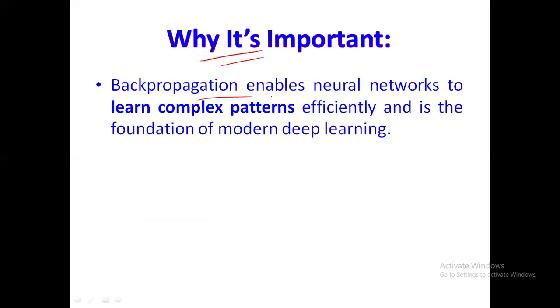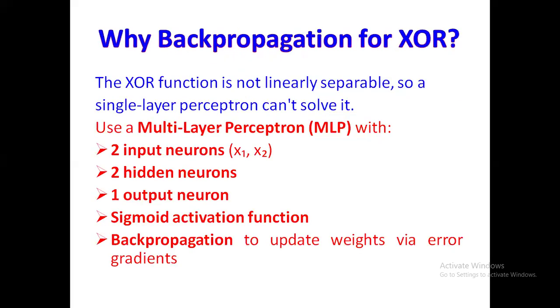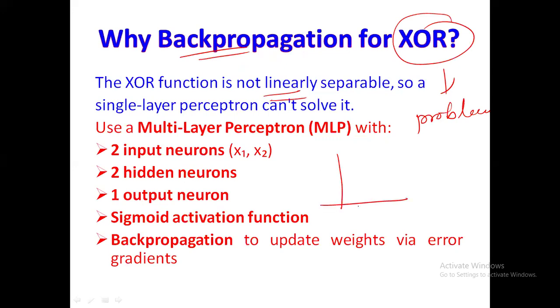So backpropagation enables neural networks to learn complex patterns efficiently and is the foundation of modern deep learning. And why backpropagation, especially for XOR problems? Often we call these XOR problems. The XOR function is not linearly separable. Why are we calling it non-linearly separable? For the inputs 0 0, 0 1, 1 0, 1 1, the output for 0 0 is 0 and for 1 1 the output is 0.